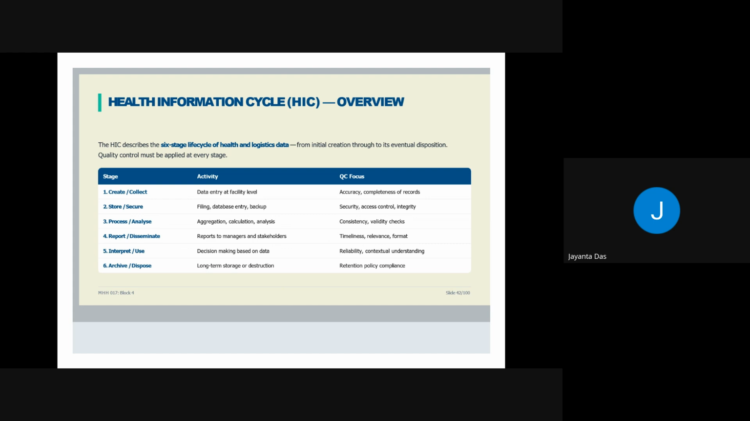By processing, transforming the data into information and keeping it with you only, I've got no help. So we need to report and disseminate so that the correct stakeholder or authority can use it for evidence-based decision making, interpret and use, and archive and dispose. All those data which are useful are to be archived, and those that are not that important, over time maybe have lost their value, need to be disposed of so that you are not carrying a huge data bank with you.